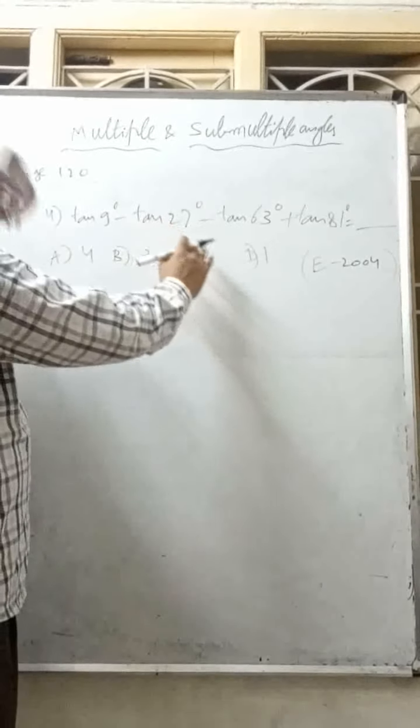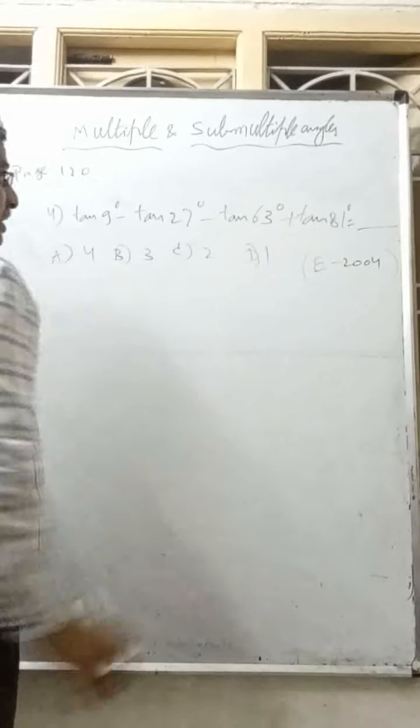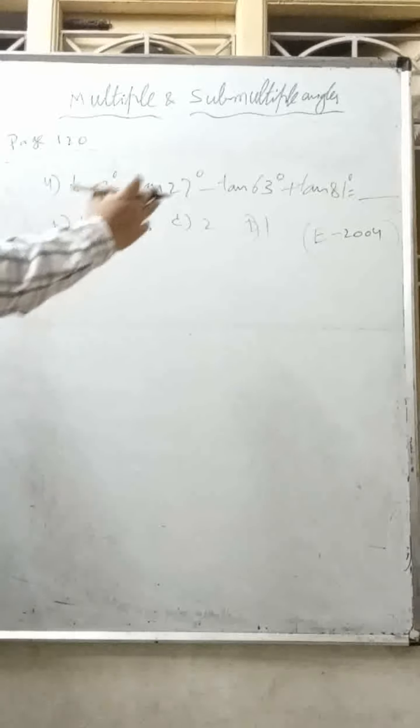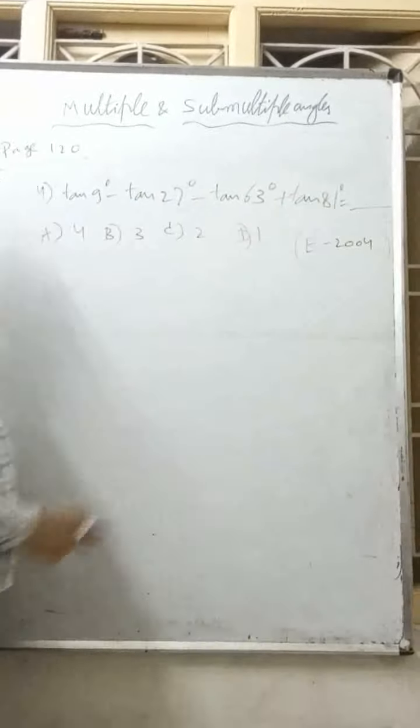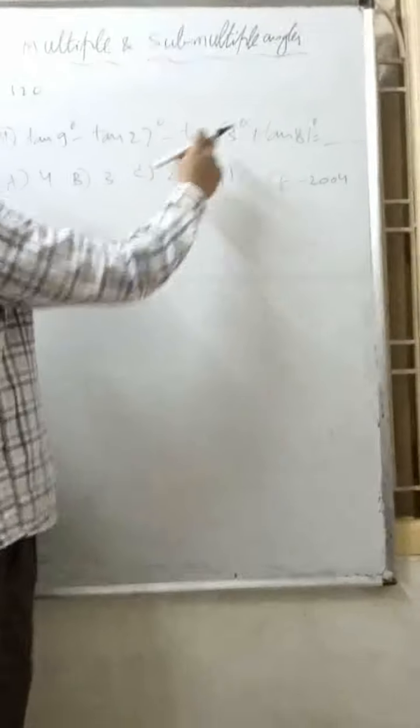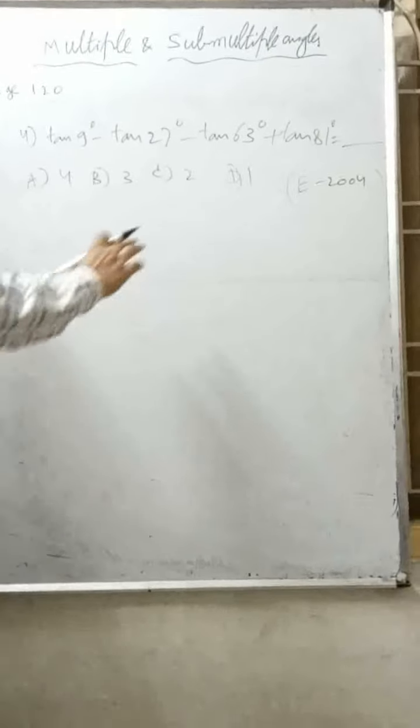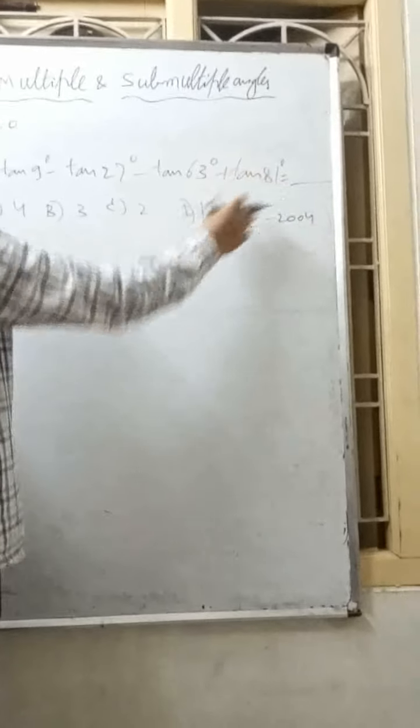Tan 9 minus tan 27 minus tan 63 plus tan 81 is equal to how much? The given answer is 2004. So if you observe these two, 9 plus 81 is 90 degrees, and 27 plus 63 is 90 degrees. So write like the previous sum, 90 minus theta, 90 minus theta.